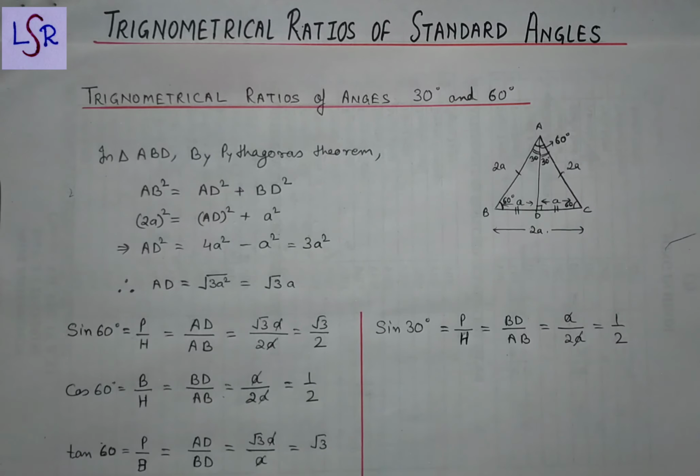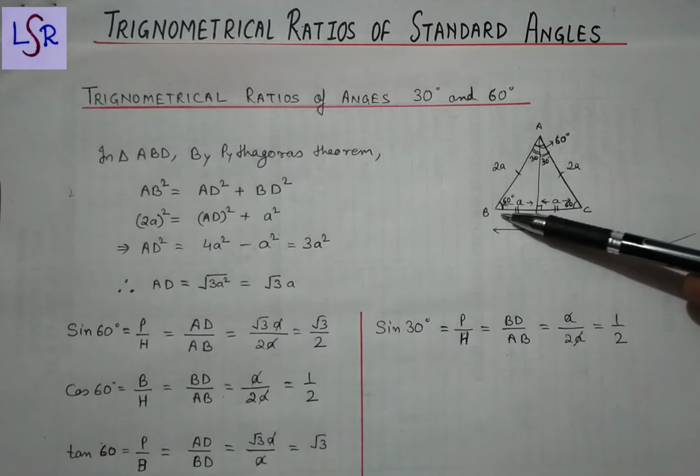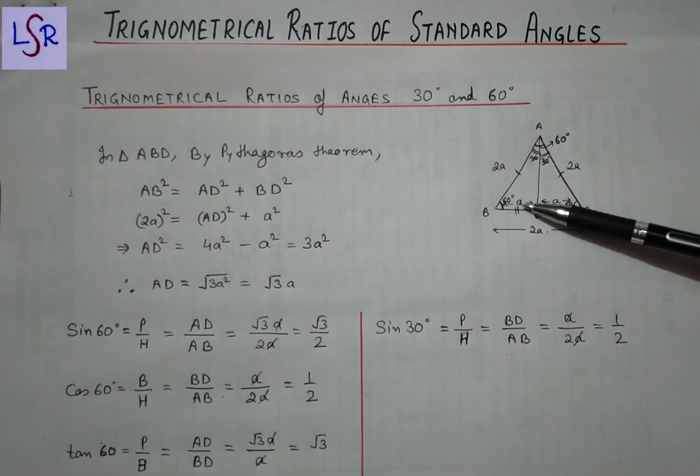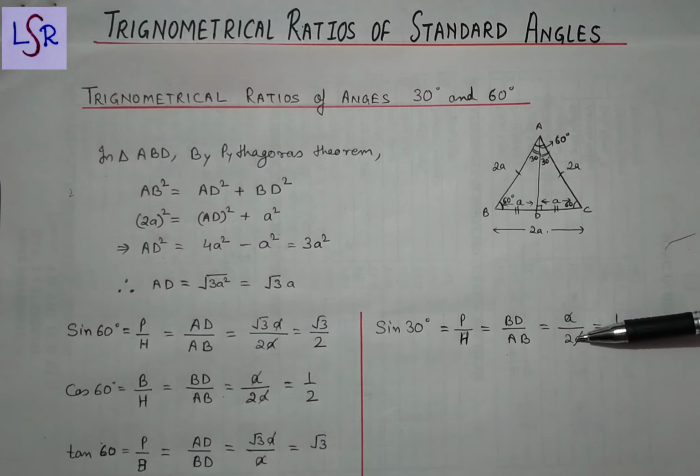Now here for the sin 30, we are having the 30 over here, and for the 30 this will be the perpendicular, and here we are having the hypotenuse. So this becomes BD upon AB. Value of BD is A, so we placed over here, and this AB is 2A. Now A and A are cancelled out and we are left with 1 upon 2.